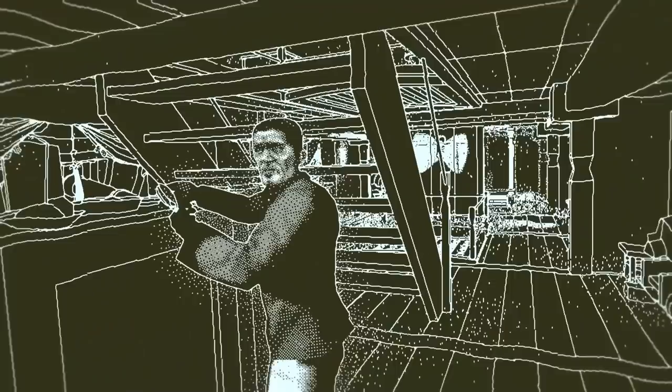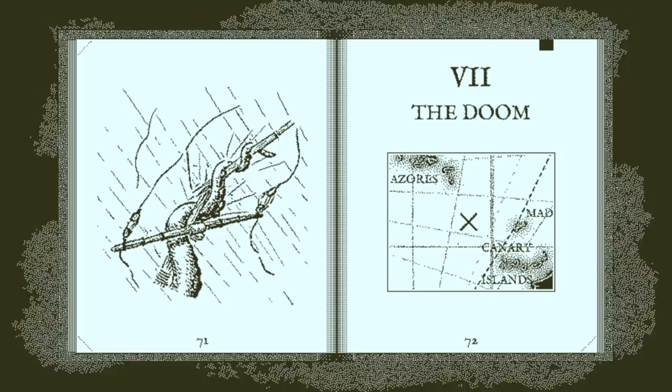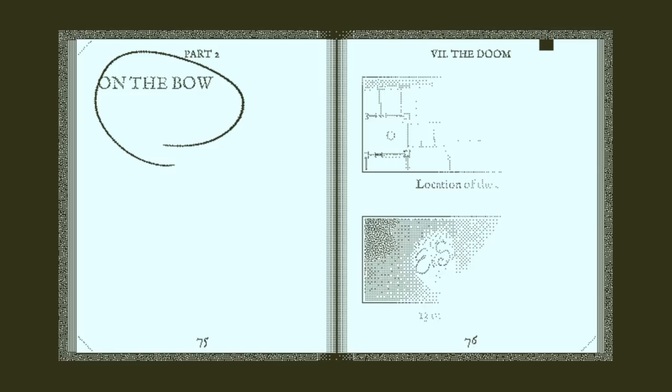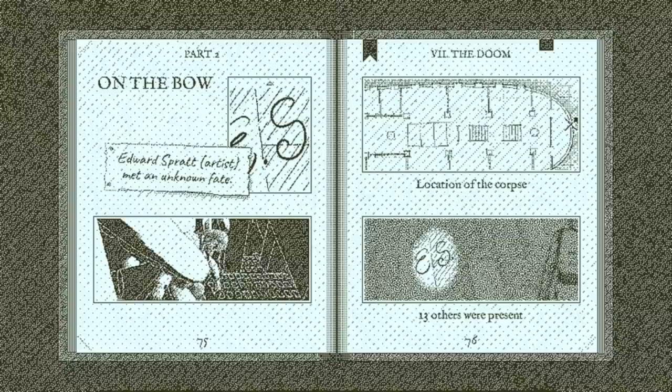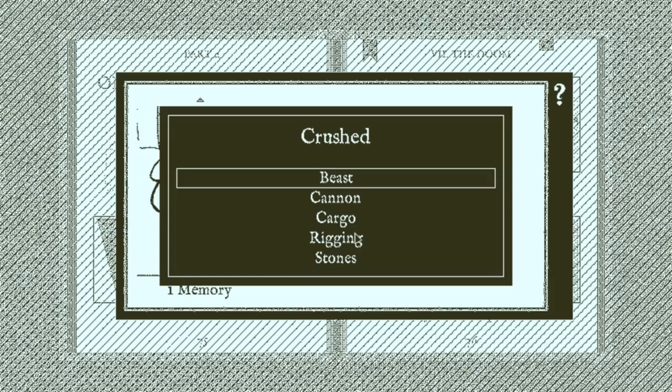Who is this guy? I don't know. Let's get Edward Spratt in the book, though. Well, I think now we can. Now it's going to put him in the book, and we can do that. We had to unlock the page, I think. Alright, others were present. Edward Spratt, artist, fate unknown, false. We know everything about old Ed. Okay, he was crushed by the beast. By the beast.